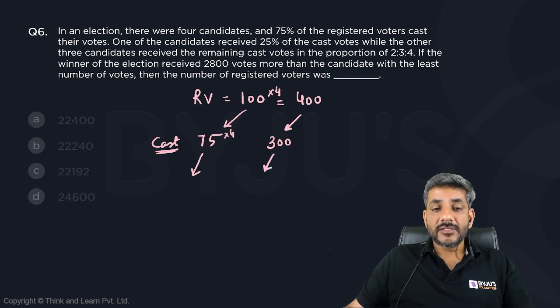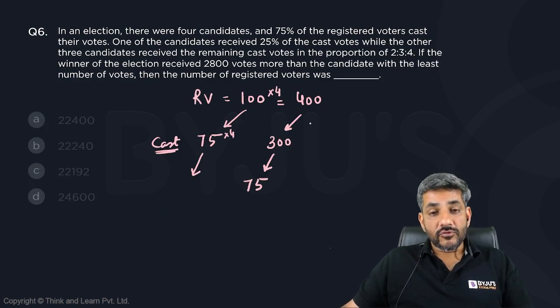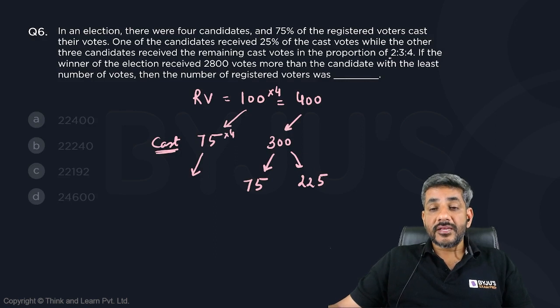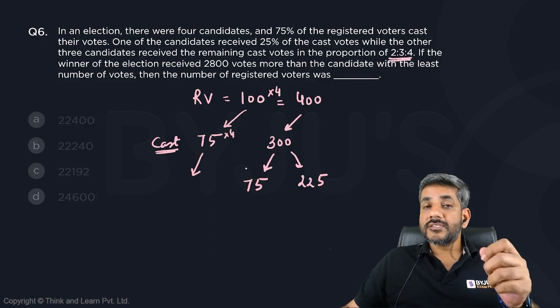And now 25% of them can be calculated as 75. So one candidate has got 75 votes. The remaining votes, out of 300 votes, 75 went to one candidate, so the remaining votes are 225. Now they are distributed in a ratio of 2, 3, 4. Now 2 plus 3 plus 4 is 9.